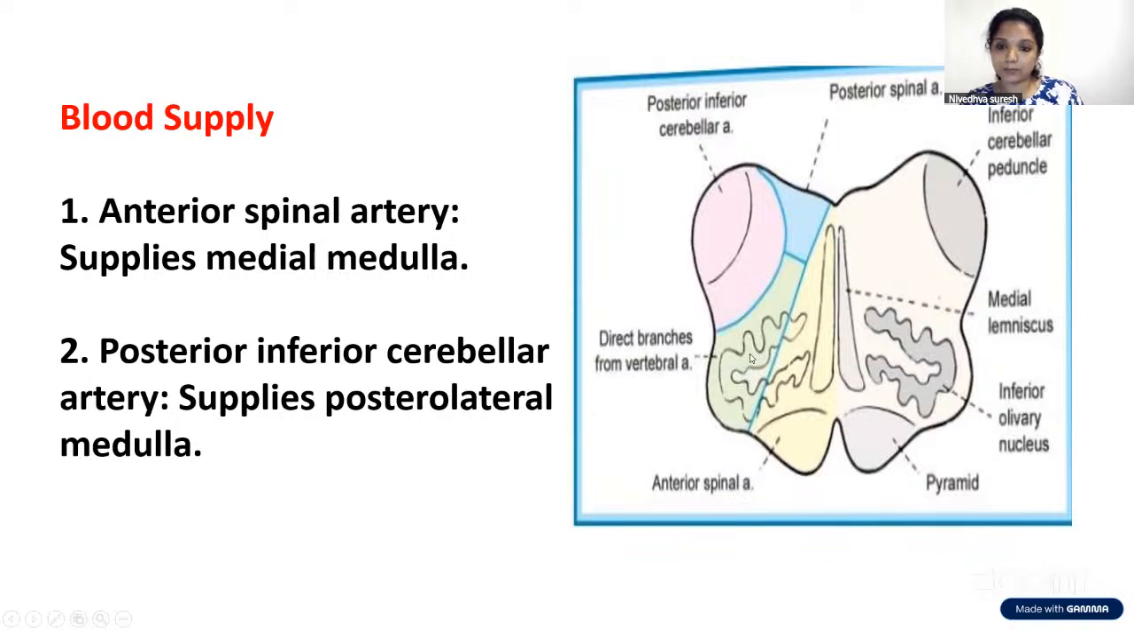And in between these two, the posterior spinal artery supplies this part, the posterior part. And here the direct branches from the vertebral artery supply a little bit of the anterolateral region. So mainly the blood supply of the middle brainstem is the anterior spinal artery and the posterior inferior cerebellar artery, and a few supply from the posterior spinal artery and the direct branches of the vertebral artery.